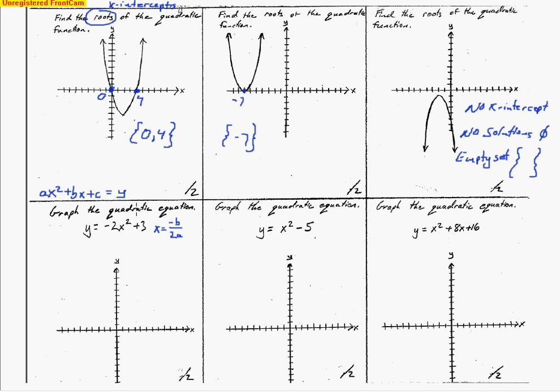When you see no b term, that means that the b term is 0. I could rewrite this as y equals -2x squared plus 0x plus 3. So when you have no b term, we have 0 over 2 times -2. Well, 2 times -2 doesn't really matter because you're going to end up with an x value of 0. So this x value is the x component of the vertex.